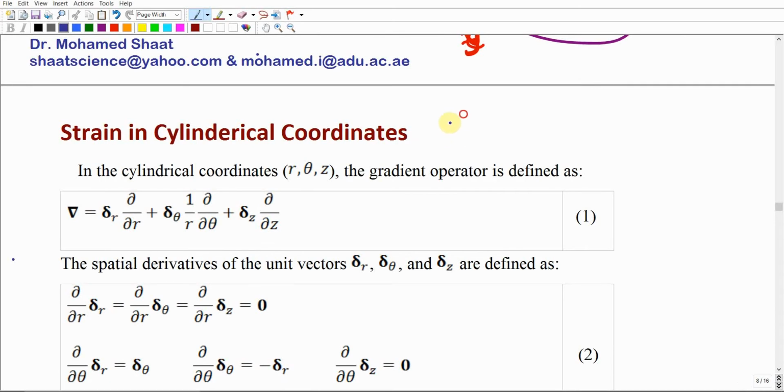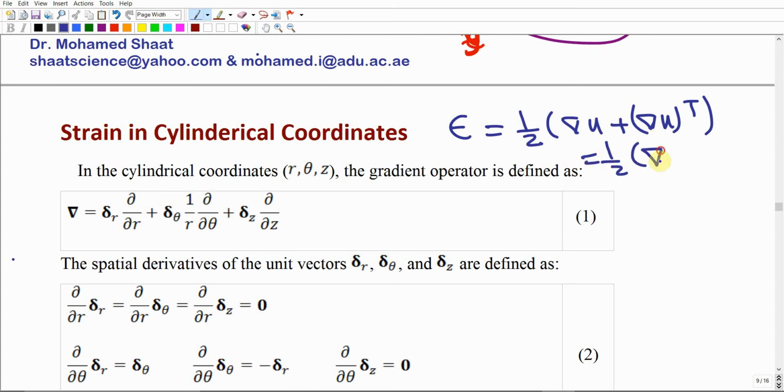We define the strain in the vector form as epsilon equals 1/2 of nabla u, which is the gradient of the displacement, plus nabla u transpose, which is the transpose of the displacement gradient. It is better to write this as 1/2 of nabla u plus u nabla.